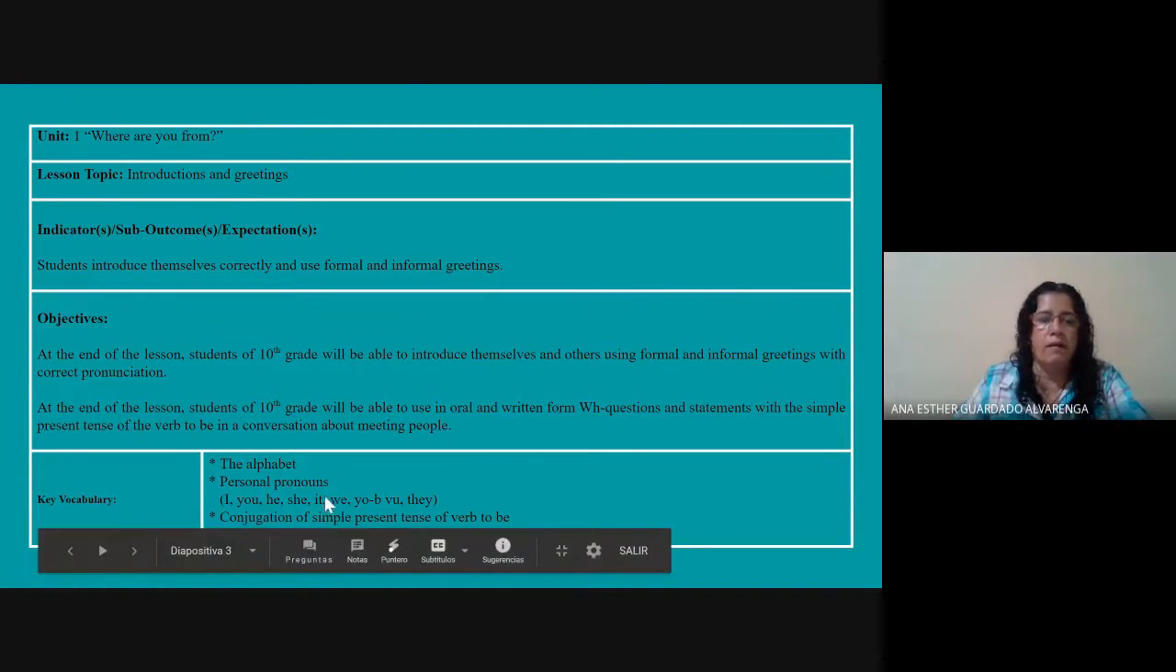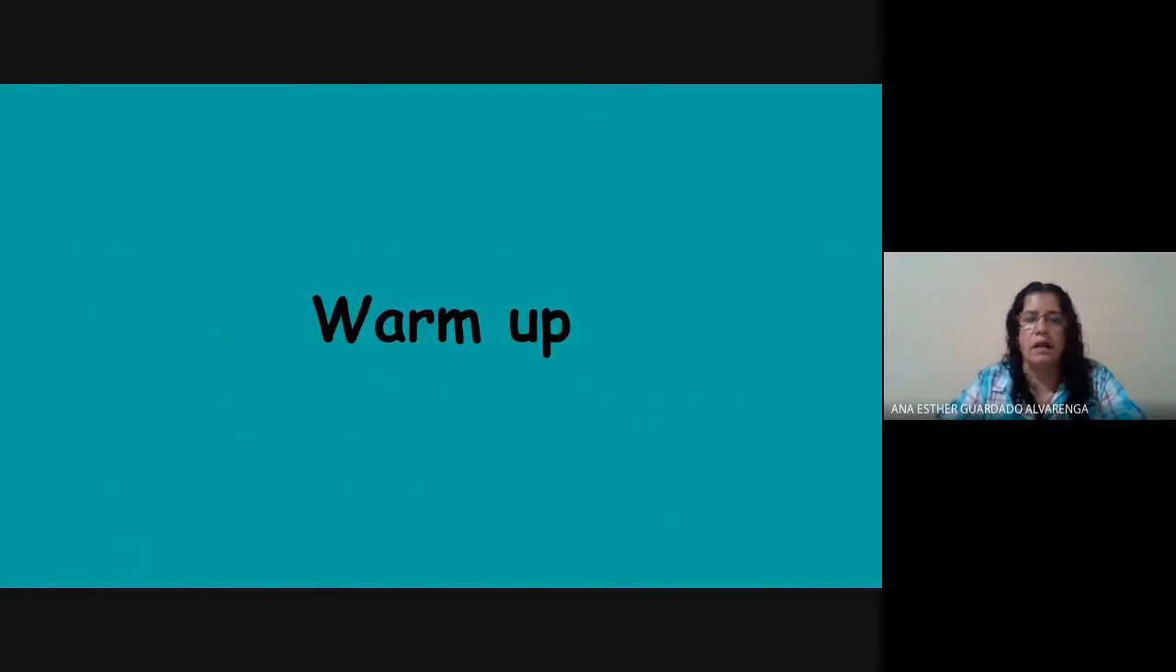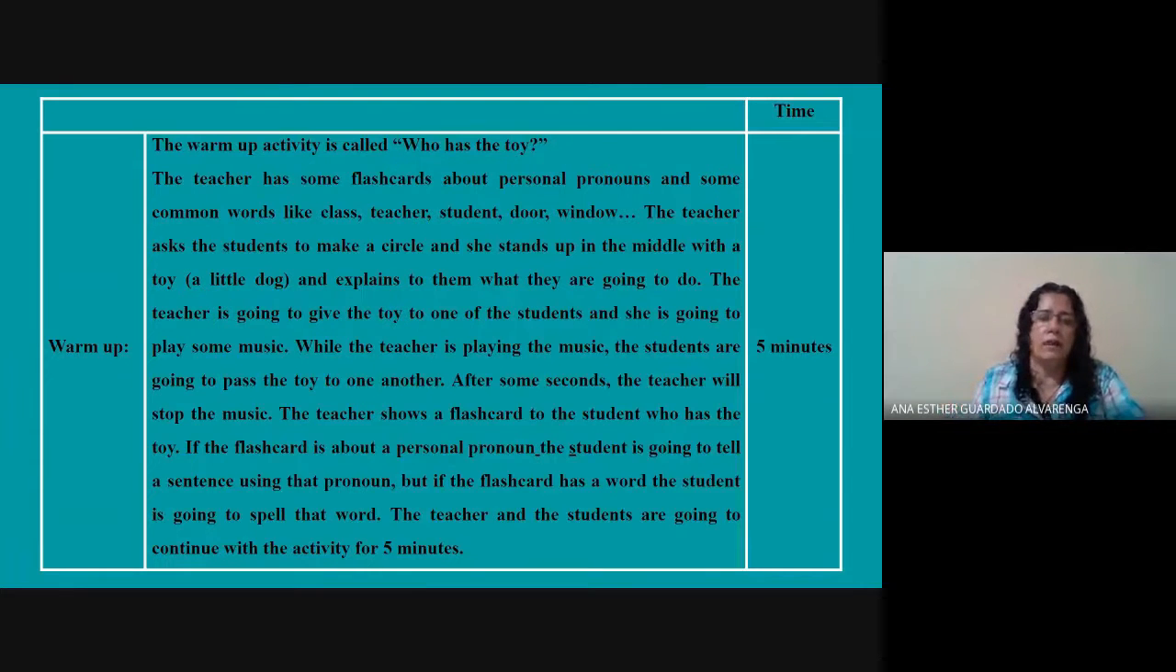Here, this is the vocabulary that we already studied in the previous lessons. And we are going to start with the warm-up. We are going to do something that we already studied before. This is an activity that will help us to motivate students since the beginning of the class. And for the warm-up, I'm going to need some resources.